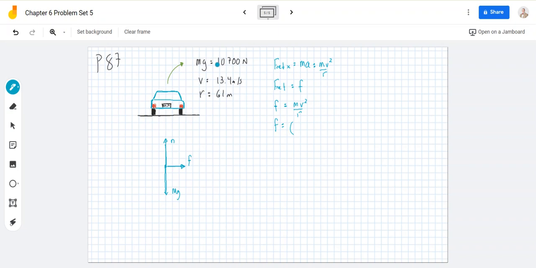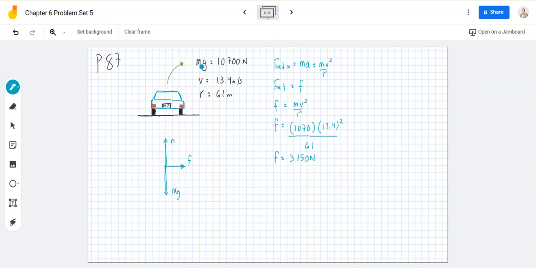So if I plug and chug that, now again, they gave us mg. I'm going to divide by 10 to get this. So it's 1070 for the mass. The speed was 13.4. Don't forget to square it. And the radius was 61. Handy dandy calculator. So we got a frictional force value of 3150 newtons. Again, I use a G value of 10, you might get something slightly different.